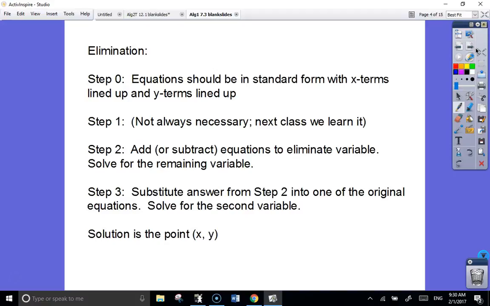Okay, then we're going to have to find the second variable. So we'll take whatever we got on step 2 and we'll go back to one of the original equations and substitute it, solve for the second variable.